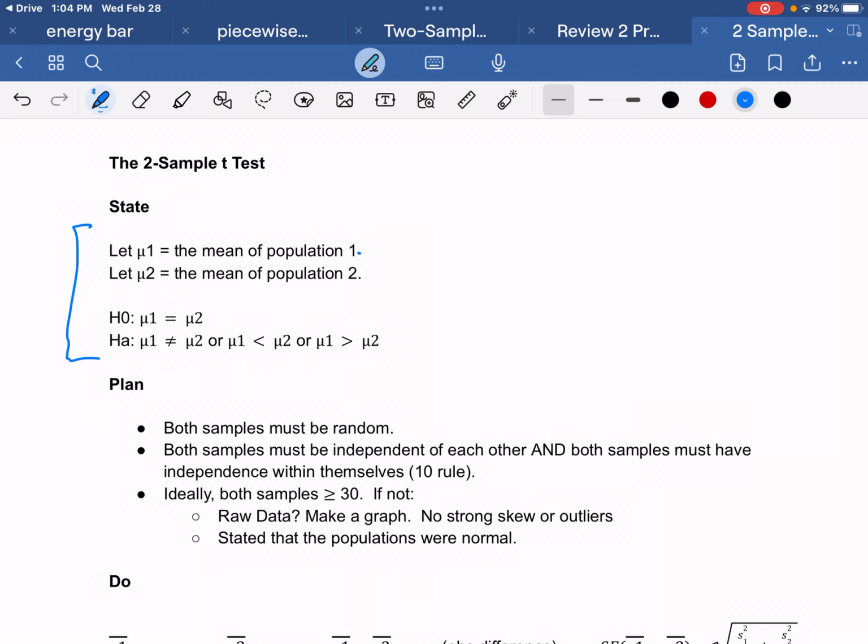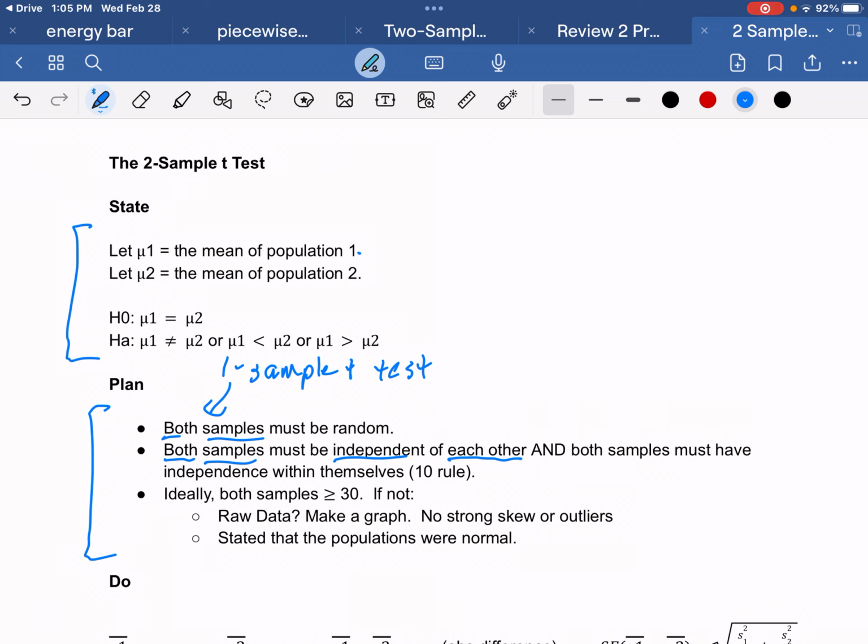Now, the plan phase. These are the same conditions for the one sample t-test. It's just that you have to do it for both samples. So, both samples must have been randomly selected from both populations. Both samples must be independent of each other.